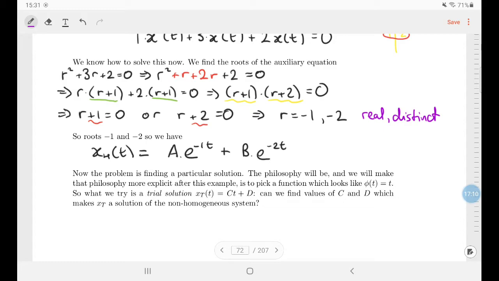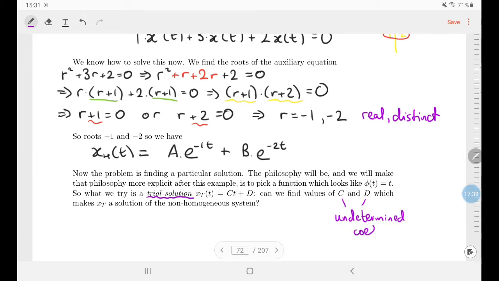The philosophy will be, and we'll make it more explicit, to pick a function that looks like this. So it's a trial solution. Now we are chancing our arm. If it works, it works. And this is where the undetermined coefficients comes in. That's what the name of this chapter is about. So can we find values c and d? These are the undetermined coefficients.